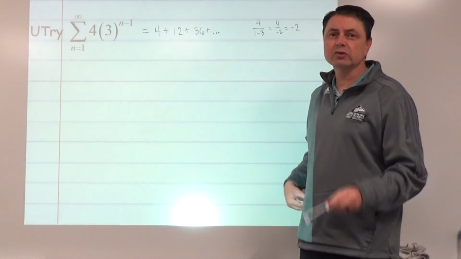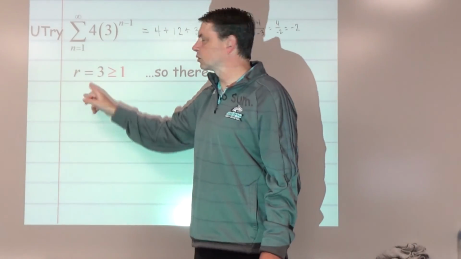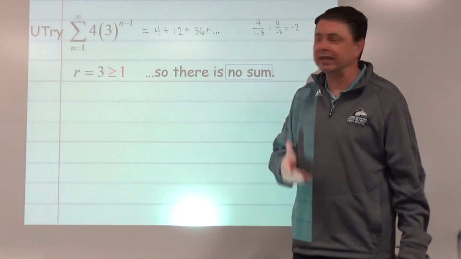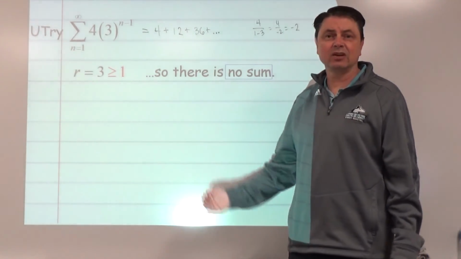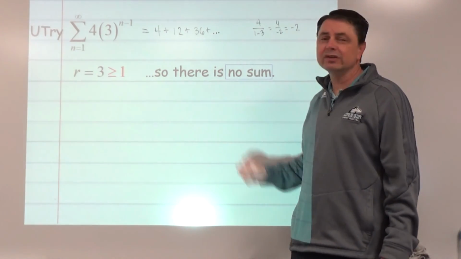Why is it not possible? Because there's no sum for this one. Our R value is 3. The absolute value of 3 is 3, and that is not less than 1. So the formula does not work for this because there is no sum.